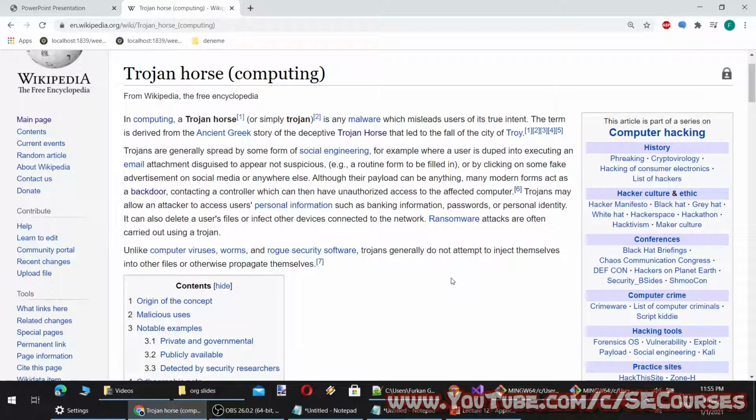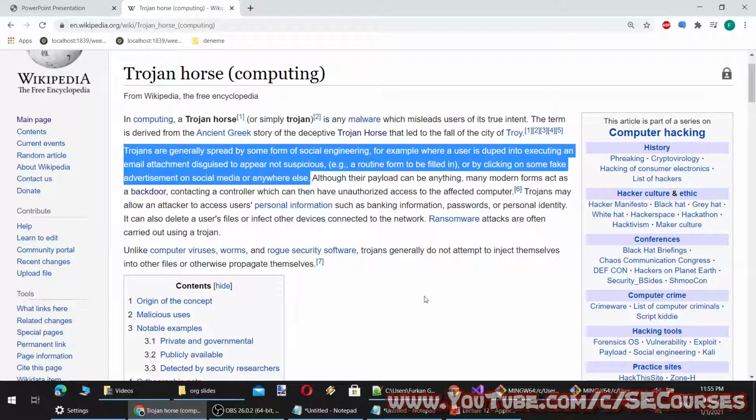In computing, a Trojan horse, or simply Trojan, is any malware which misleads users of its true intent. The term is derived from the ancient Greek story of the deceptive Trojan horse that led to the fall of the city of Troy. Trojans are generally spread by some form of social engineering, for example where a user is duped into executing an email attachment disguised to appear not suspicious, e.g., a routine form to be filled in, or by clicking on some fake advertisement on social media or anywhere else.